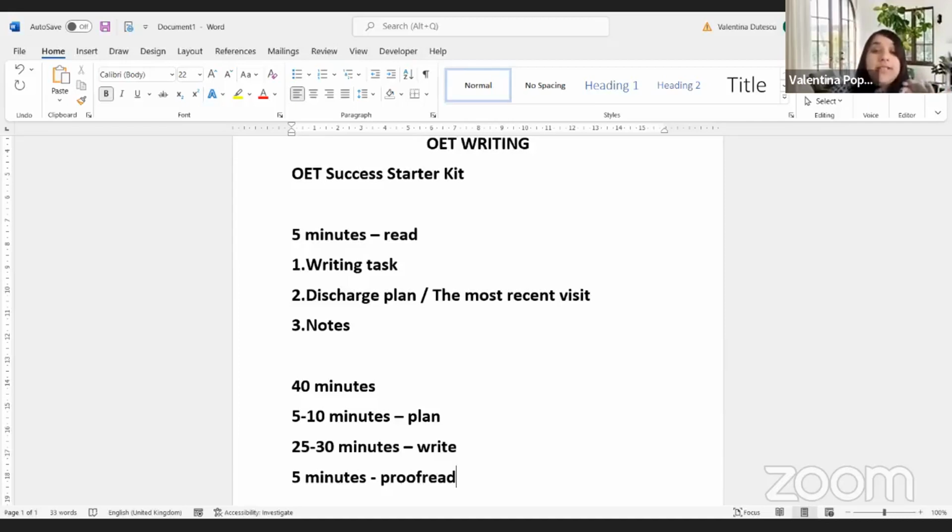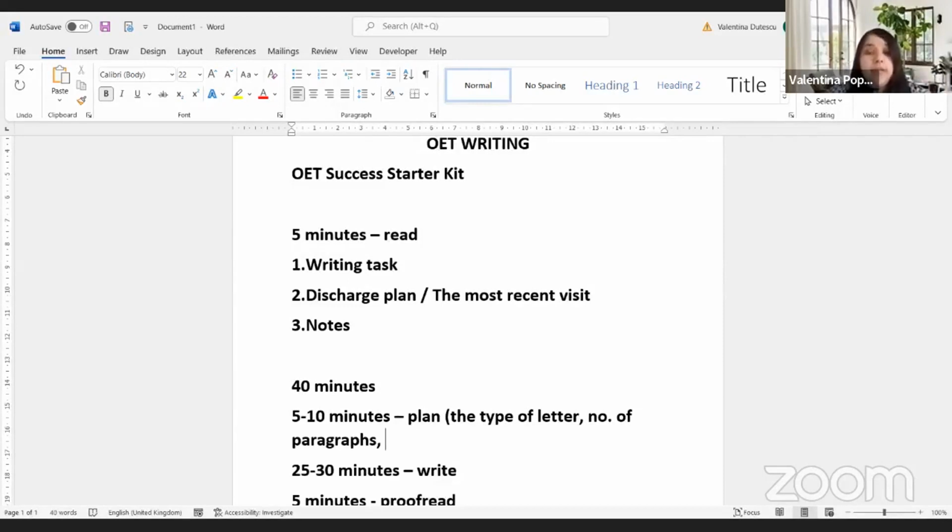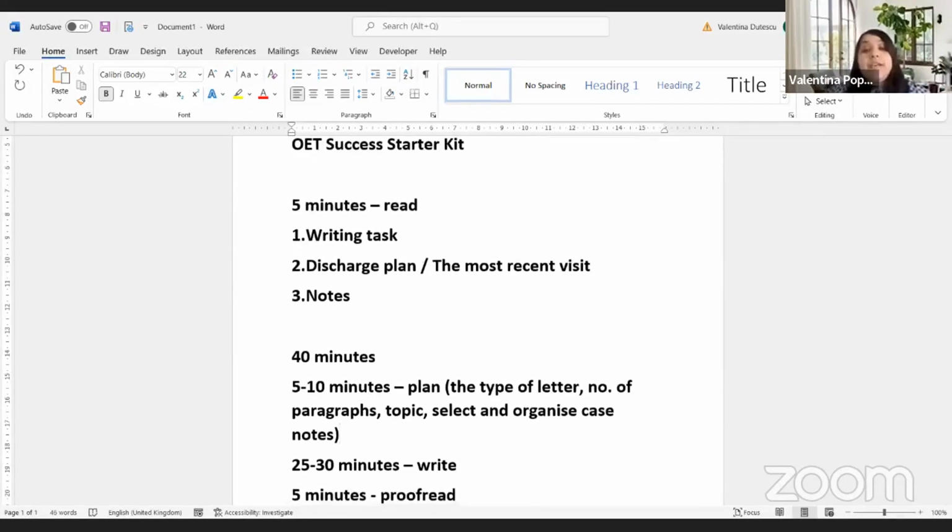And when I say plan, let me just remind you again, planning means understand the type of letter you have. Think about the number of paragraphs. Think about the topic of each paragraph. And then select the relevant case notes and organize them per paragraph. So if you do this, then when you write, you're just going to look at what case notes you have for the first paragraph. This, and this. I'm just going to develop them into sentences, move on. Second paragraph, and so on and so forth.